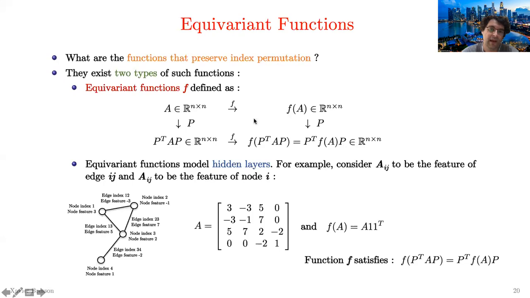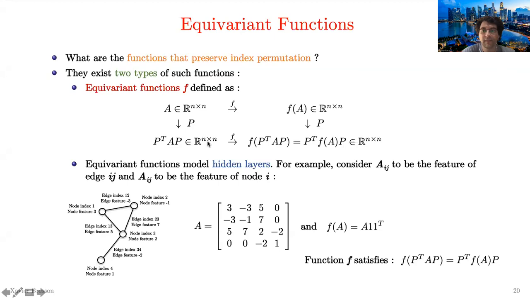Now, if I change the indexing of my graph with the permutation matrix P, giving P transpose A P, and I apply the function f on this reparametrization of my nodes, then I want this to be satisfied: the function on P transpose A P is going to be P transpose f of A P. So this is an equivariant function. These functions preserve the index permutation. We usually use these equivariant functions for the middle layers, the hidden layers, of the graph neural network, because you are basically going from one feature to a new feature, but you keep the graph size, which is n by n, represented by a matrix.